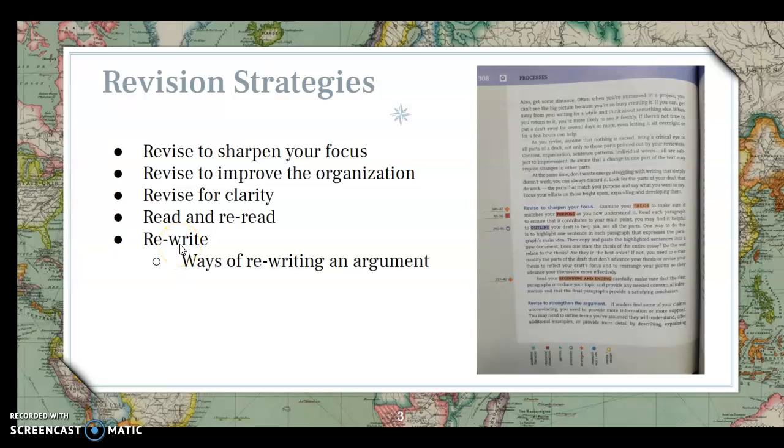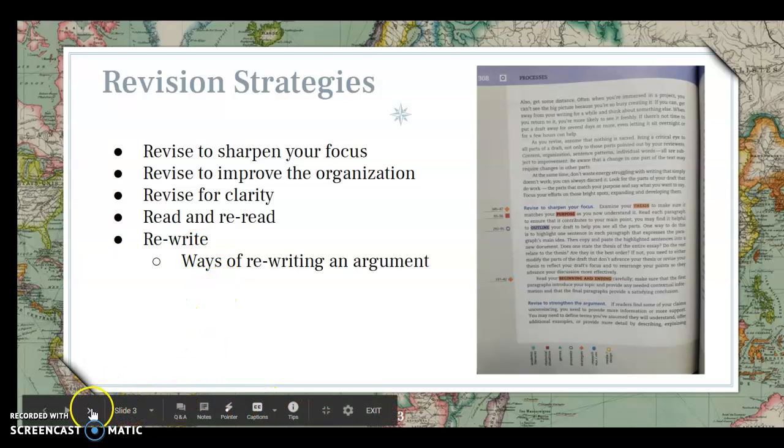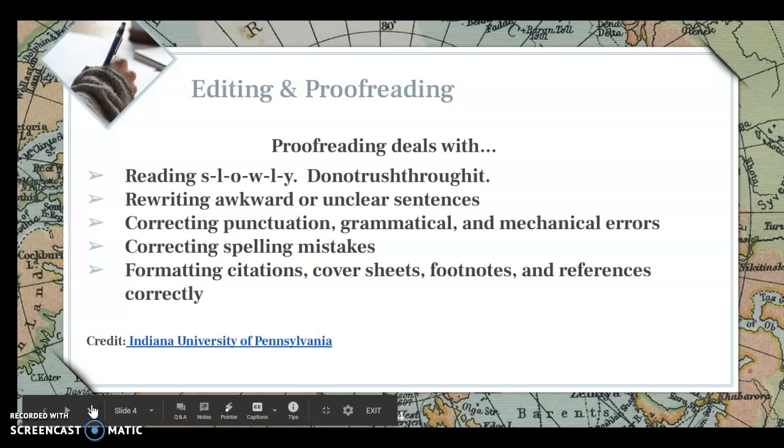So revision, we're talking global major issues of the essay. Moving stuff around, moving paragraphs, deleting paragraphs, adding new paragraphs, making sure that our topic sentences for each paragraph support the thesis statement, all right? So we're talking major issues, global issues with your essay. All right, so the next part is about editing and proofreading, all right?